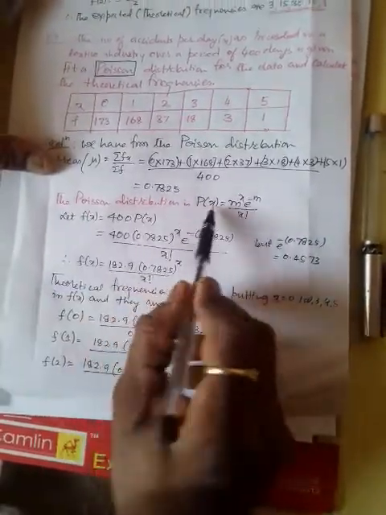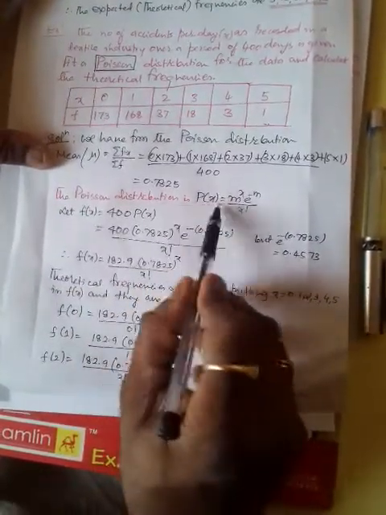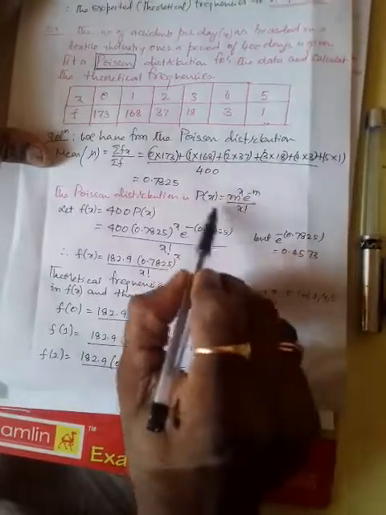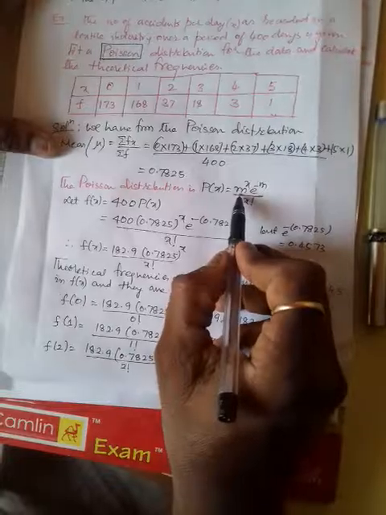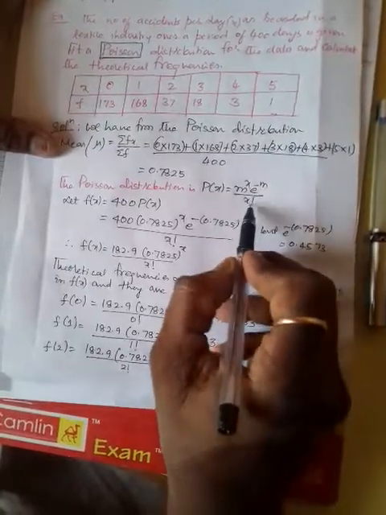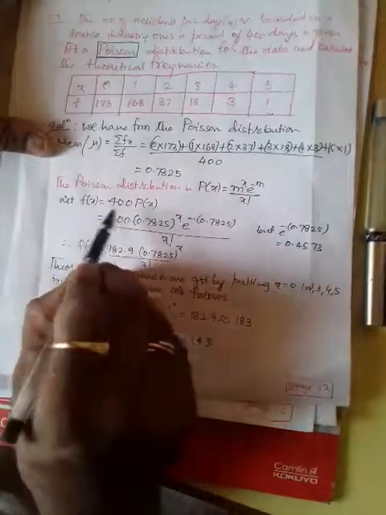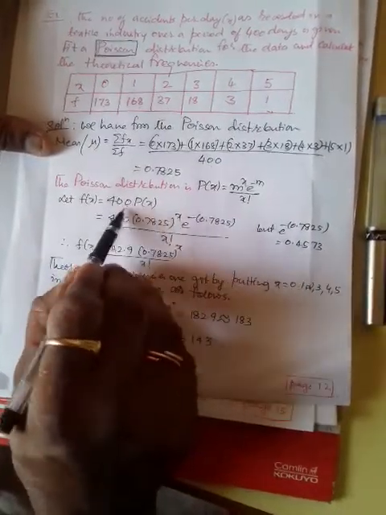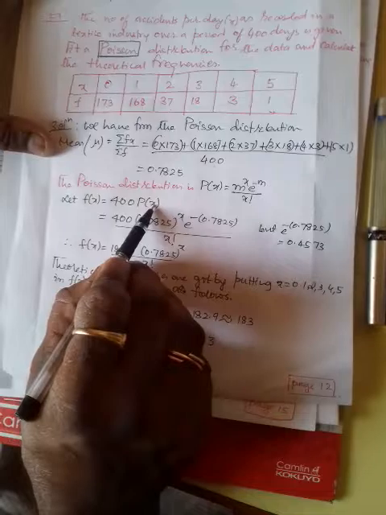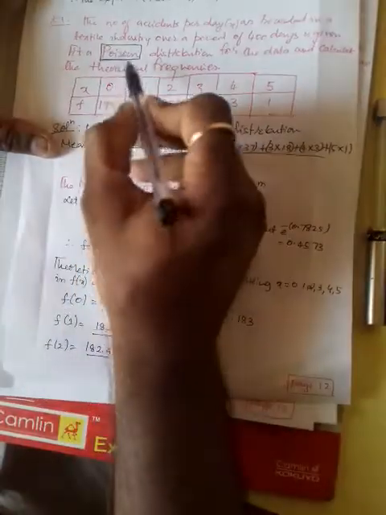Next, the Poisson distribution is given by P of x equal to m to the power x e to the power minus m divided by x factorial. This is a very important formula for any Poisson distribution. Here, f of x equal to 400 into P of x. What is the condition? Fit a Poisson distribution for the data and calculate the theoretical frequencies. The theoretical frequencies are given here.